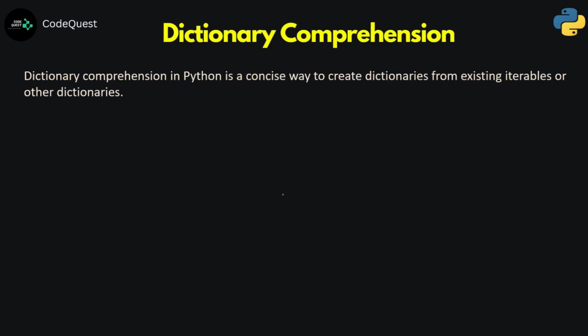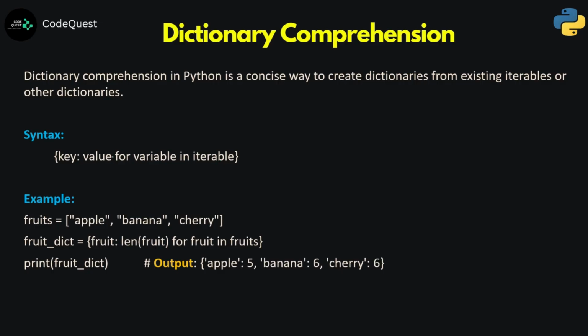Dictionary comprehension. Just like in the previous cases like list, set, tuple, where we could see the comprehension, in a similar way, dictionary comprehension is a very easy way of creating a dictionary from existing iterables or other dictionaries. Now, how do we go about it? We write some key here and a colon, some value, for some variable in some iterable. This iterable can be a dictionary, a list, a set or any of the iterables. Now let's see one example here.